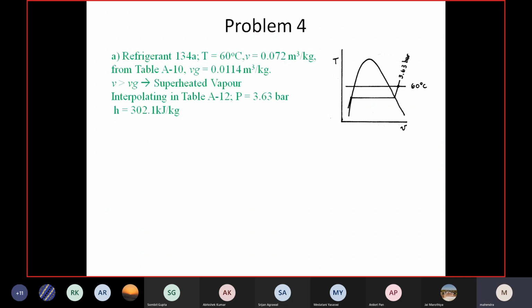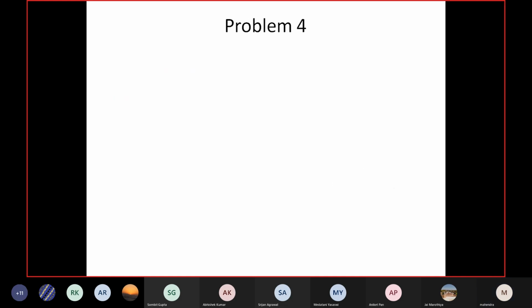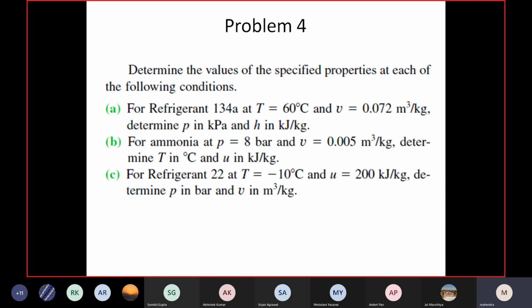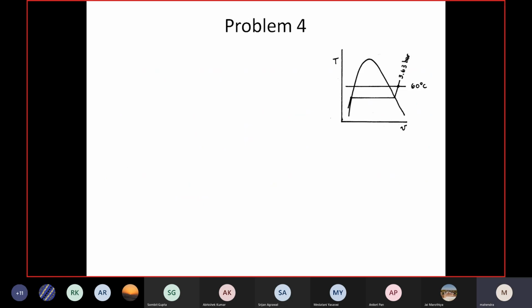The first one is about a refrigerant. It is at 60 degrees centigrade and its specific volume is 0.072 meter cube per kg. You need to calculate its pressure and enthalpy. Let us see.